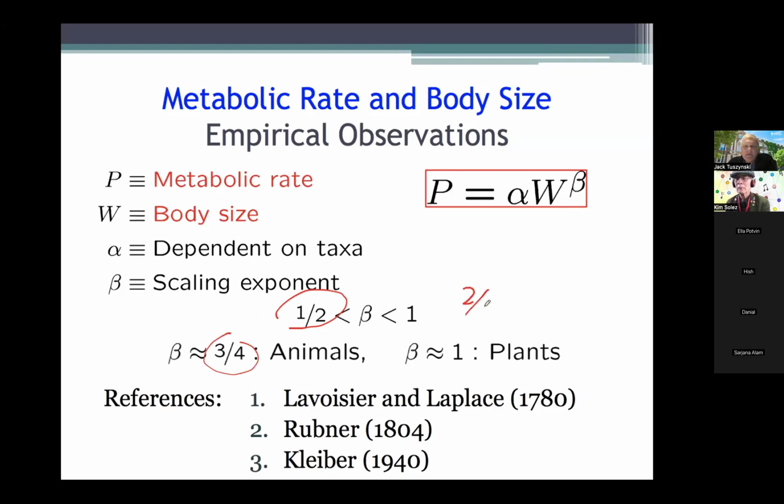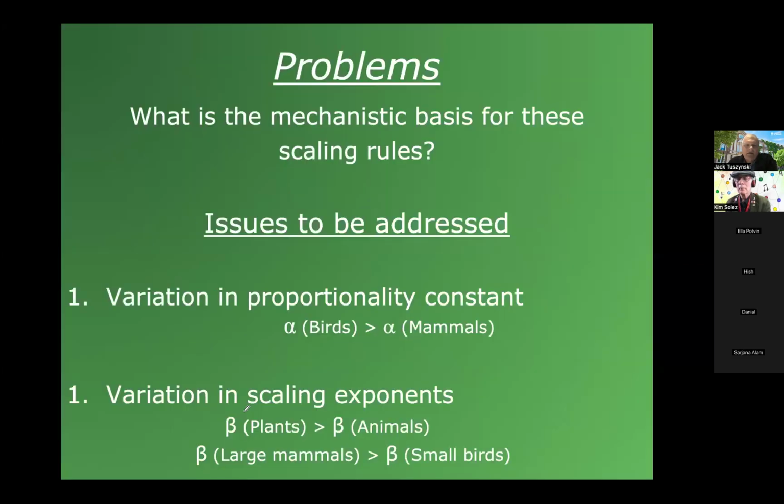2/3, 1 and 1. Okay, so how do we explain this? And there are some specific issues, like there are variations in this proportionality constant alpha.